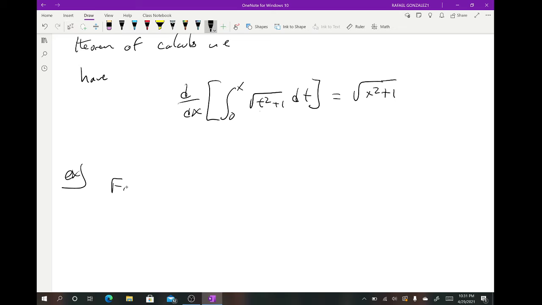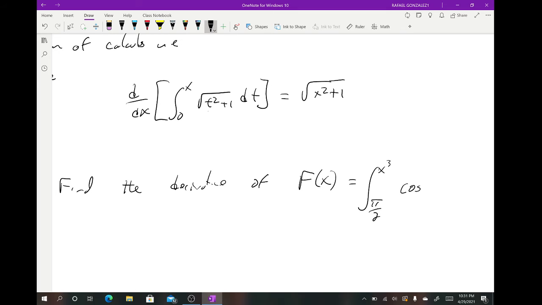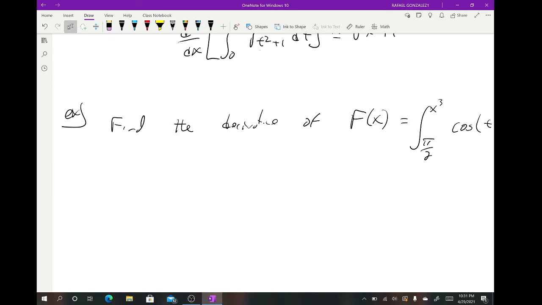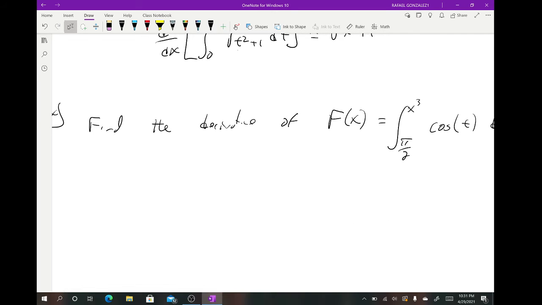Okay, so let's find the derivative of f of x equals the integral from pi over 2 to x cubed of cosine t dt. Notice that we have an x cubed in there, and that's okay. It's not going to be that crazy. Let's see what happens.